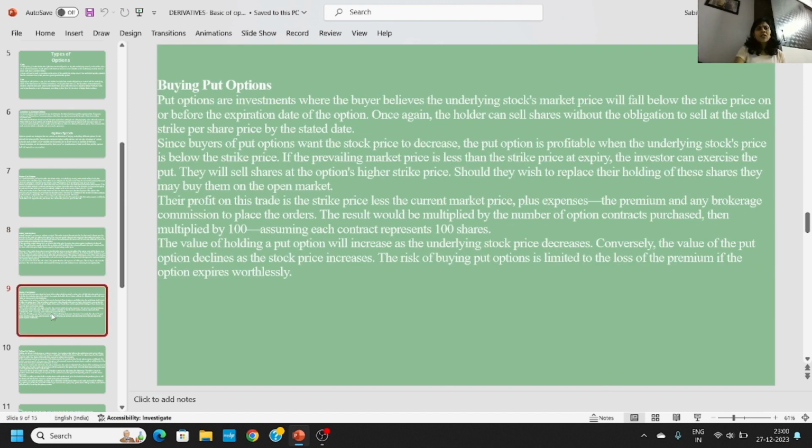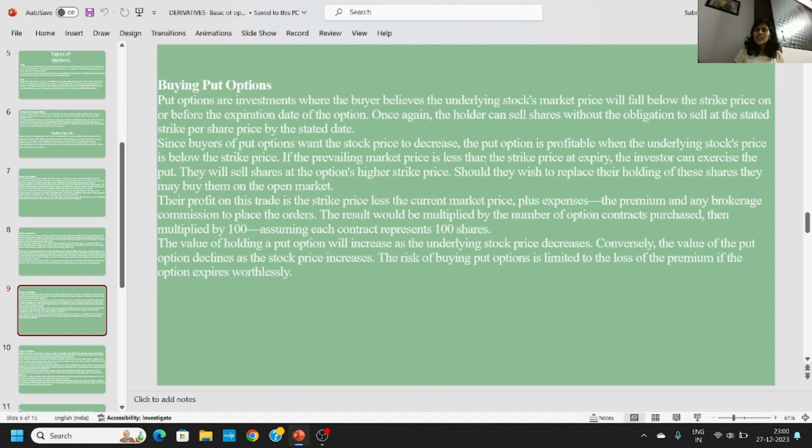Buying put option. Put options are investments where the buyers believe that the market price will fall, as I discussed previously, and go below the strike price before the expiration date of the option. So once again, the holder can sell shares without the obligation to sell at the stated strike price by the stated date. Since the buyer of a put option wants the stock price to decrease, the put option is profitable when the underlying stock price is below the strike price.